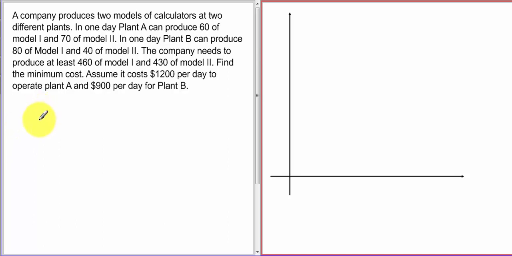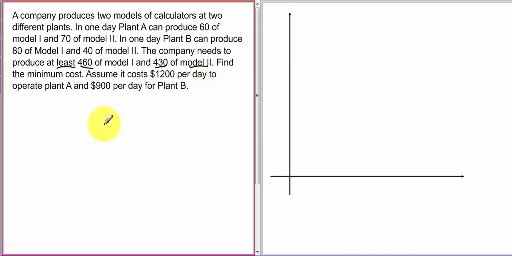This is from the Chapter 3 Extra Practice Packet, page 4, number 2. A company produces 2 models of calculators at 2 different plants. Plant A can produce 60 of Model 1 and 70 of Model 2 in one day. Plant B can produce 80 of Model 1 and 40 of Model 2. The company needs to produce at least 460 of Model 1 and 430 of Model 2. Find the minimum cost. Assume it costs $1,200 per day to operate Plant A and $900 for Plant B.